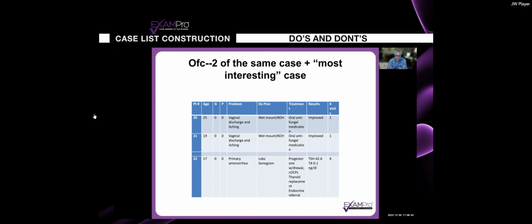Patient 22, primary amenorrhea, labs and ultrasound. Okay, it's high level: progesterone withdrawal, cyclic birth control pills, thyroid replacement, endocrine referral. But the whole thing is, well, what's your differential for primary amenorrhea? I'll give you a hint. There's 17 different causes. How would you work it up?